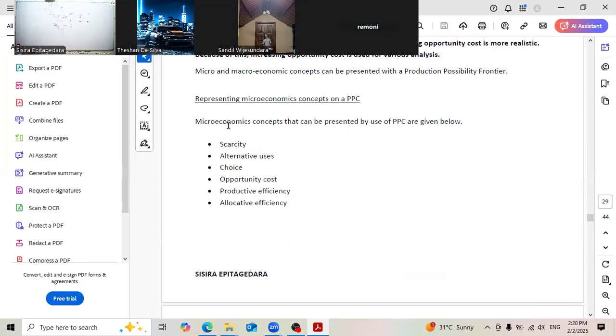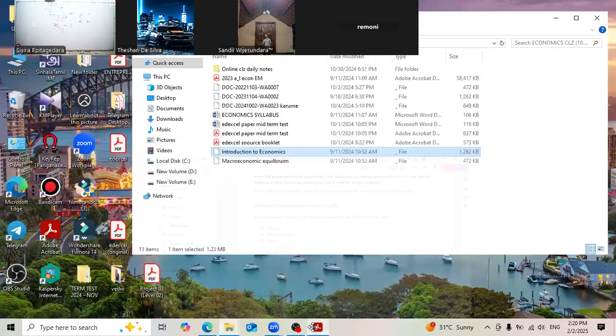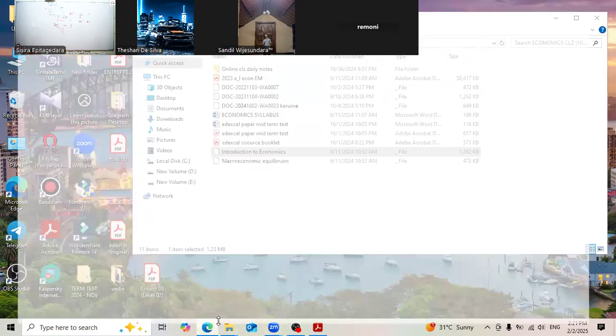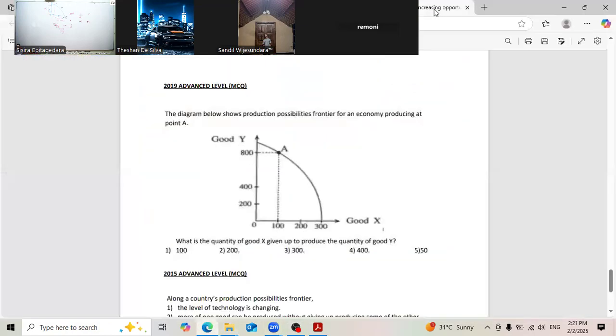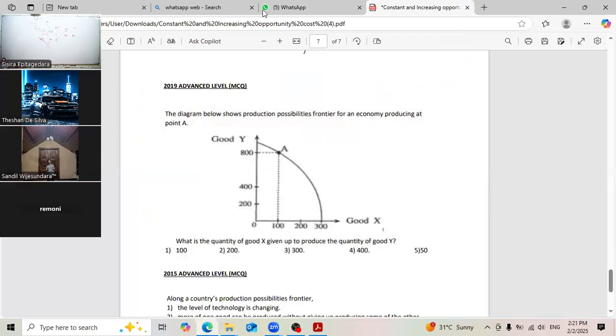What is a point representing some economic concept on the PPC? I have already sent additional explanations to your WhatsApp group.